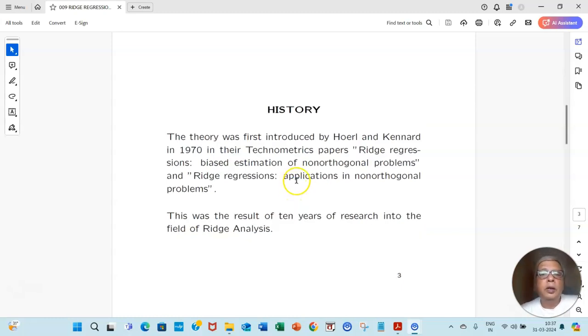So a bit of history. The theory was first introduced by Hoerl and Kennard in 1970 in the Technometrics papers, Ridge Regression: Biased Estimation for Nonorthogonal Problems, and Ridge Regression: Applications to Nonorthogonal Problems. This is the result of 10 years of research into ridge analysis.